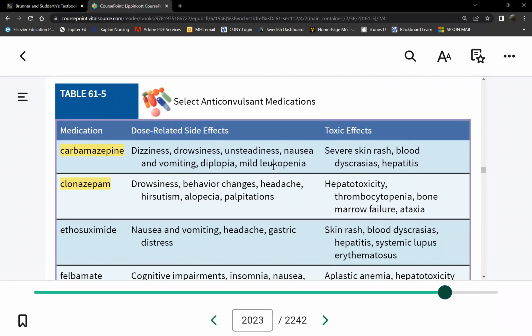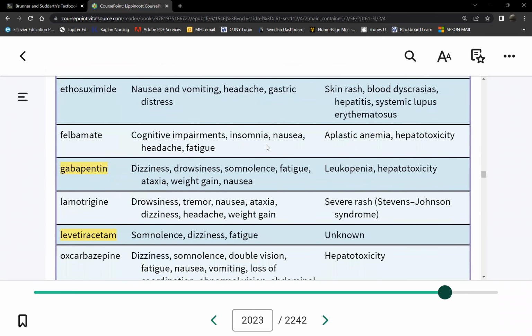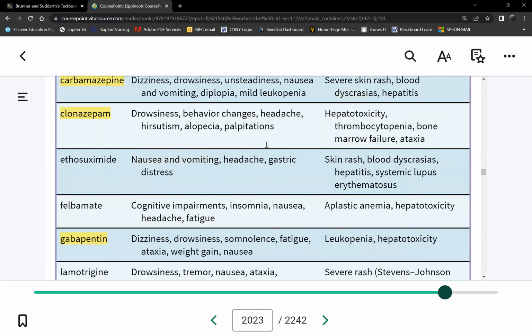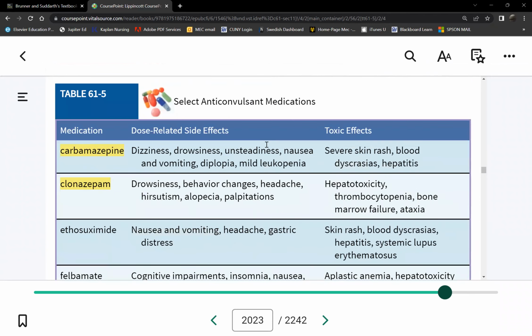There is a table here, table 61-5. They do have the medications. I forgot, it was probably the 14th edition that didn't have it. This one has it. The ones I highlighted will be on the exam. These are the most commonly used or prescribed anti-seizure medications. So you have them. Can I skim through this or do you need time? These are the ones I'll test.